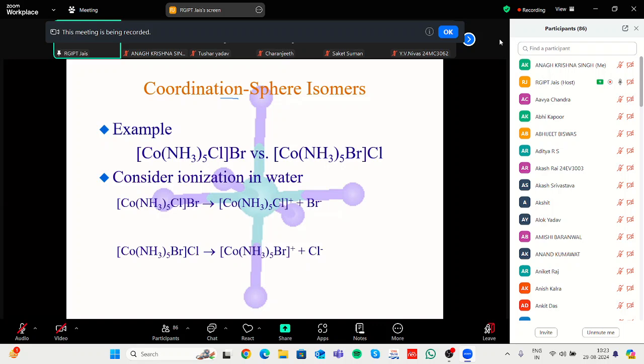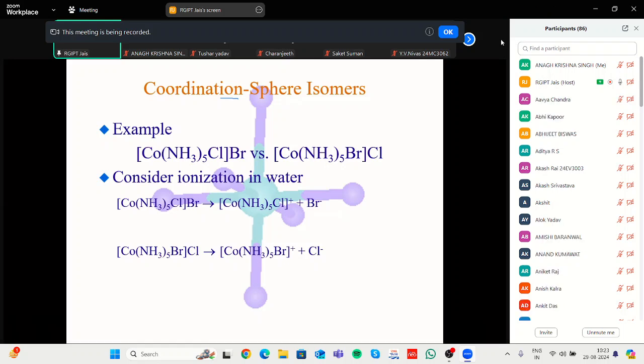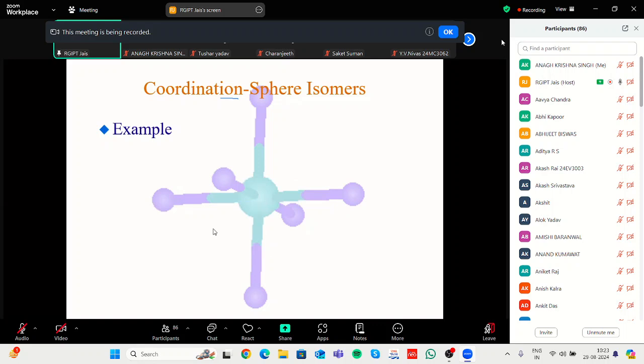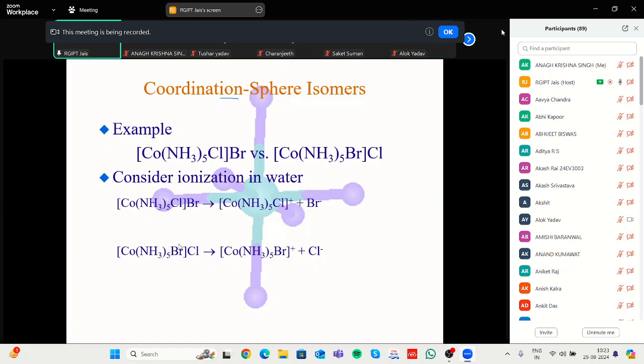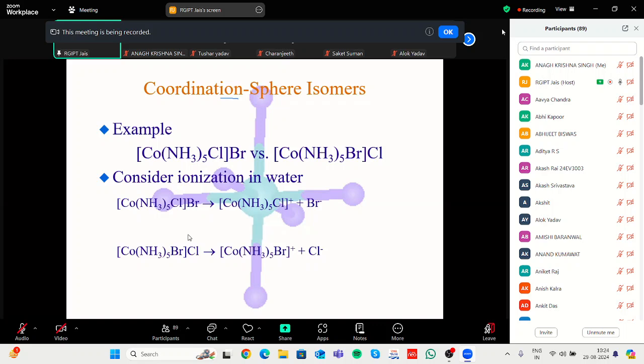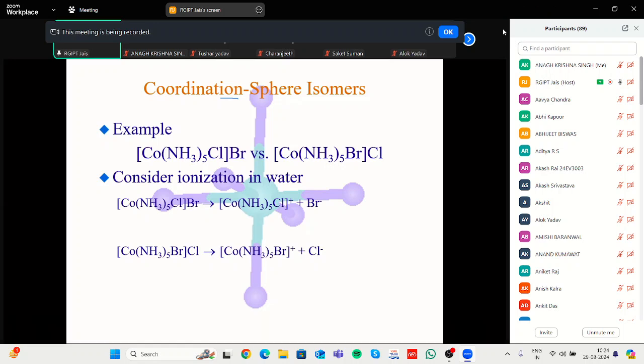Next, if we add this complex in any solvent, like water or ammonia, then the outer sphere ligand is easily dissociated in the solution and that gives the coordination complex which has positive charge. And if the second complex is added in a solution, like water or ammonia or any solvent, the outer sphere ligand attached with the metal is easily dissociated in the solution or any solvent.